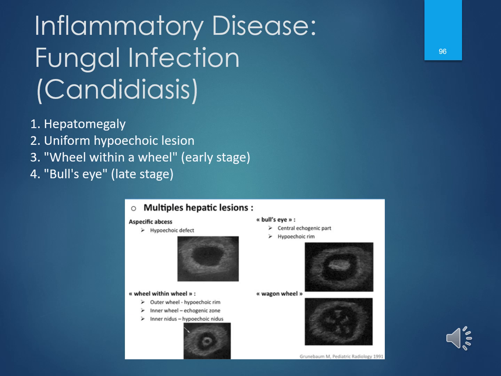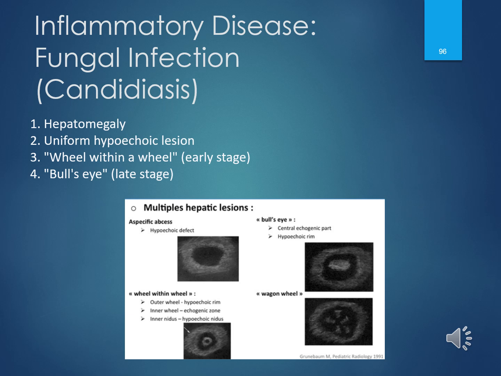So what we can see is hepatomegaly, uniform hypoechoic lesions, and then early stage, so the wheels come first, wheel within a wheel. There'll be an outer wheel, that's a hypoechoic rim, an inner wheel with an echogenic zone, and then an inner nidus. So nidus is just like a little central portion, hypoechoic nidus there. And then bullseye will be late stage, and you're also going to hear bullseye as we discuss another pathology later on. So just tuck that in the back of your mind that fungus amongus, the candidiasis, is not the only friend that has that bullseye sign, okay?